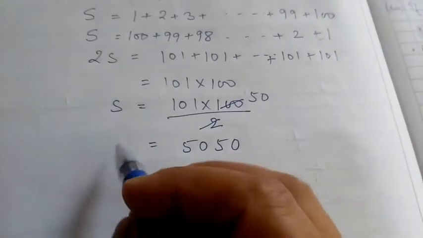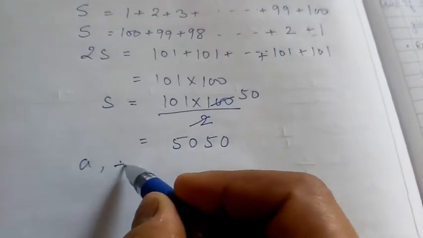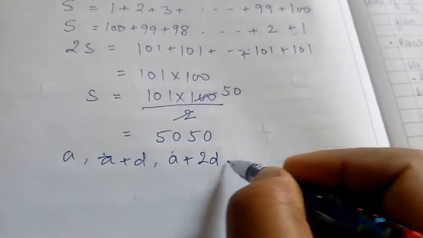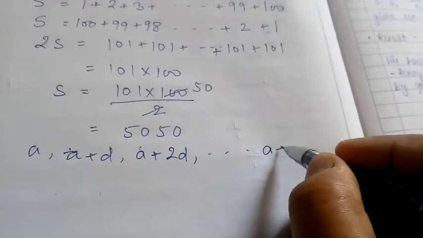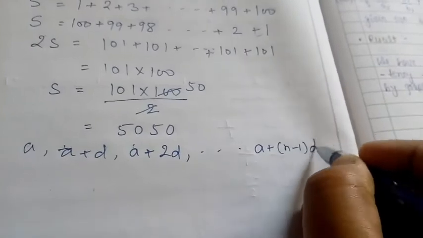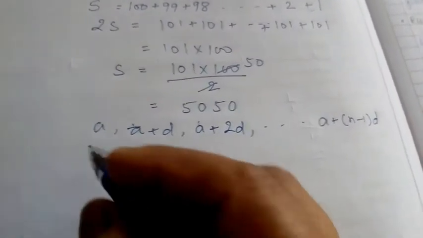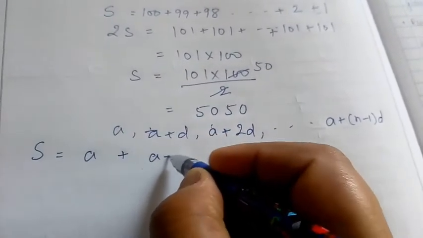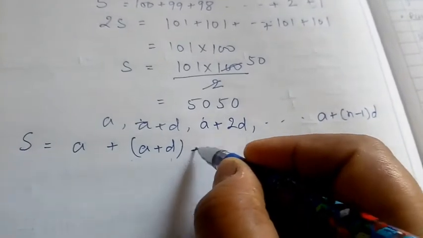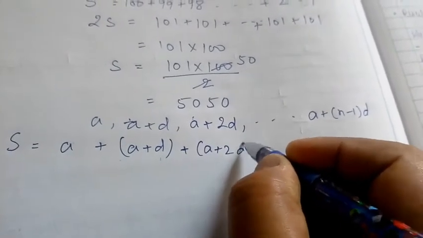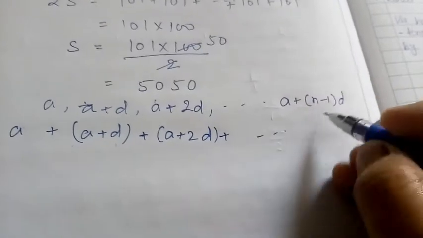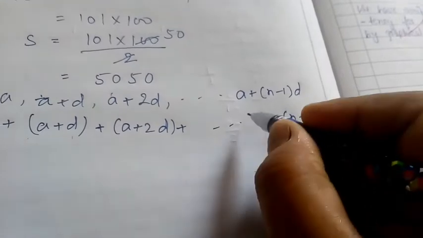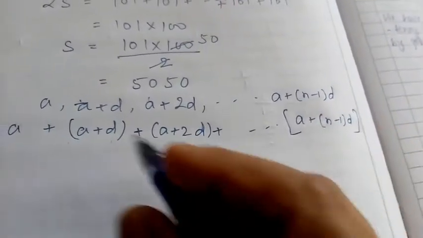Like the series is A, A plus D, A plus 2D, etc. And the last term is A plus n minus 1 into D. We are finding the sum of this series. S equal to A plus D, A plus 2D and the last term A plus n minus 1 into D. This is the last term of the series. Here are the n terms.